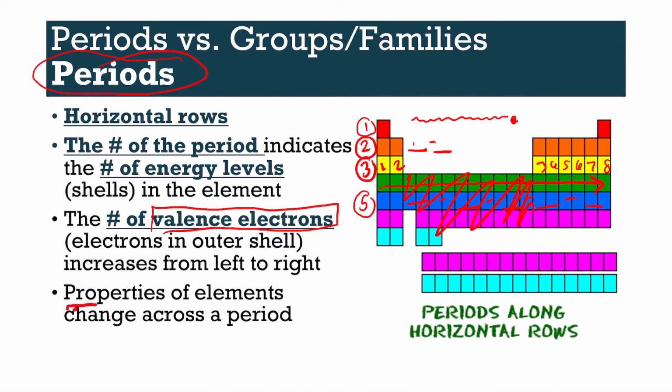And these properties change as you go across. So just because you're in the same period or that same row doesn't mean you're going to behave the same way. So properties change.